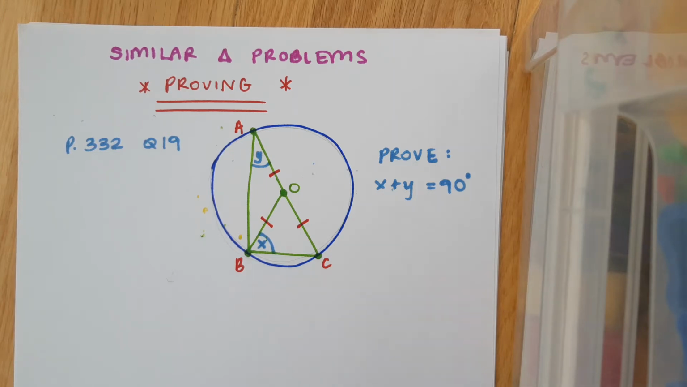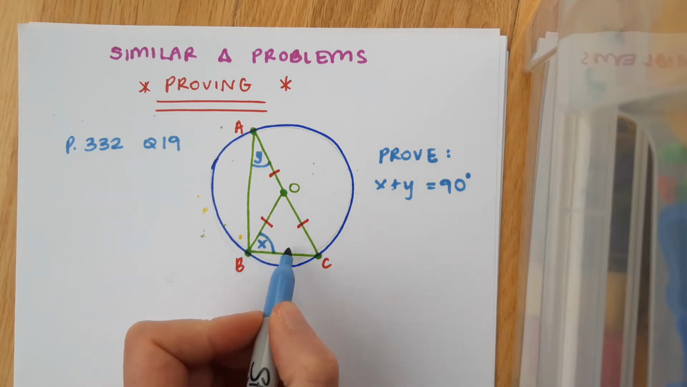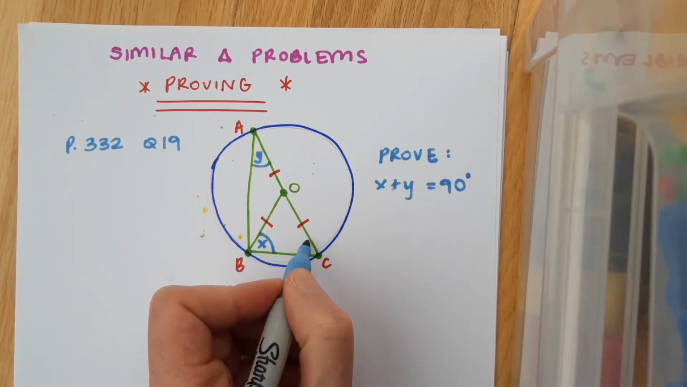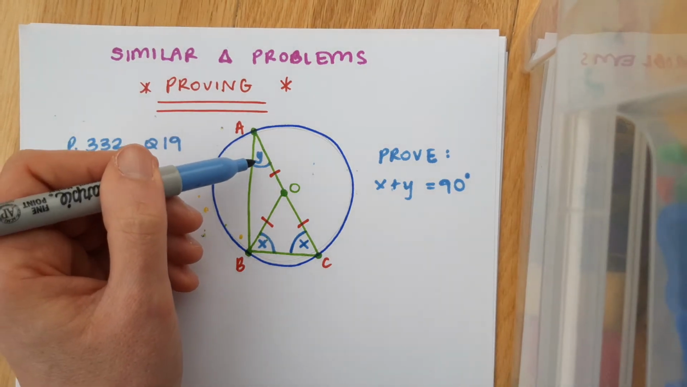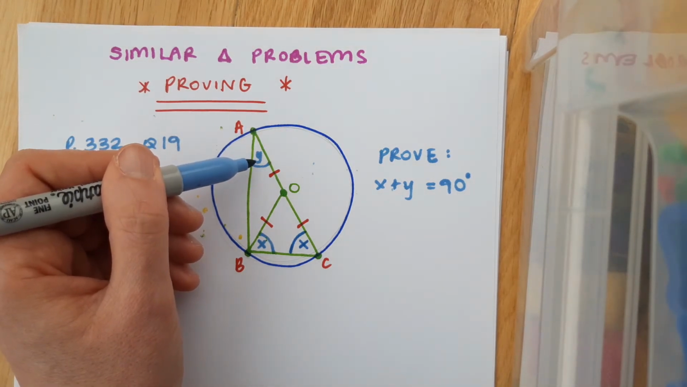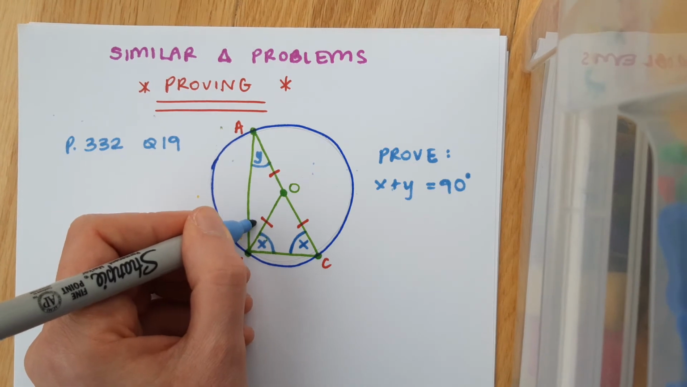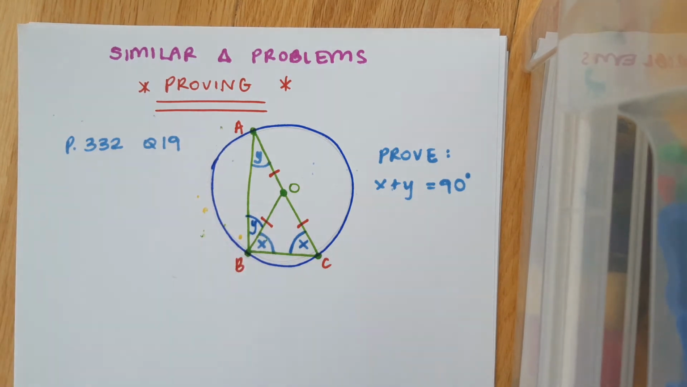Okay, so I'm looking at the triangle OBC, and I'm going to say, well, if that's x, and this is an isosceles, that must be x as well. And looking at the triangle AOB, if this is y and it's isosceles, this must be y as well. So I'm going to start now by just writing down that much information first of all.